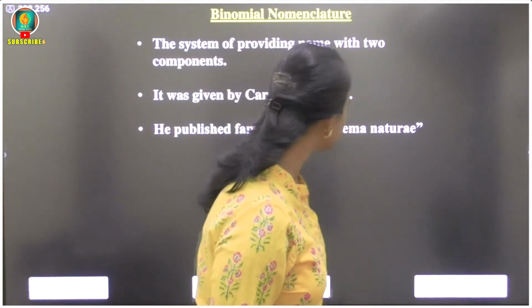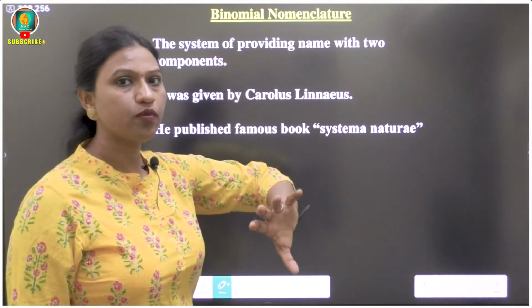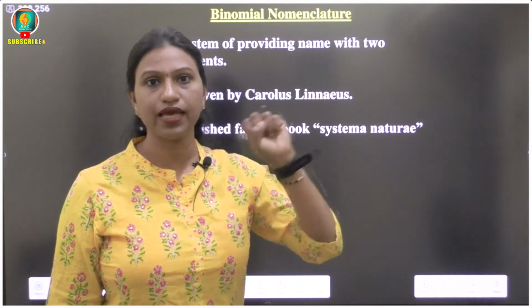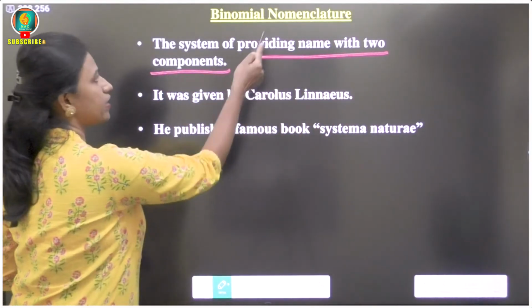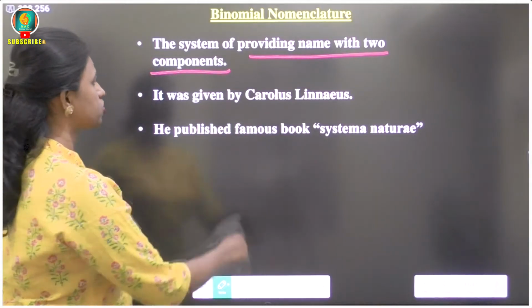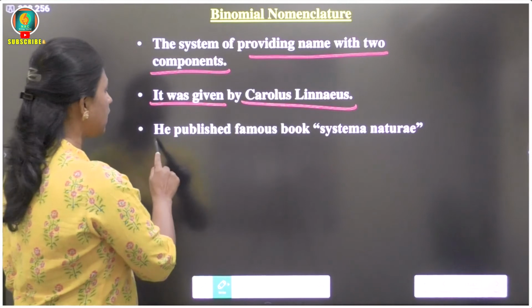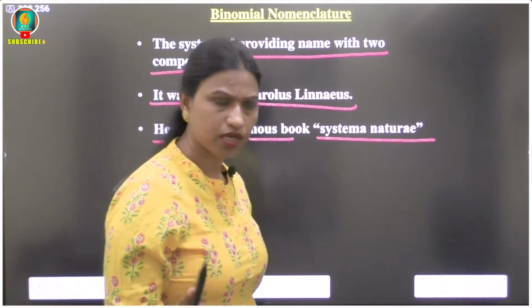Here in NCERT, a few lines are mentioned that are very, very important. Based on those lines, a question can be picked directly. The system of providing a name with 2 components is called binomial nomenclature. Who gave it? Carolus Linnaeus, again important for NEET, and he published a famous book called Systema Naturae. All are important.